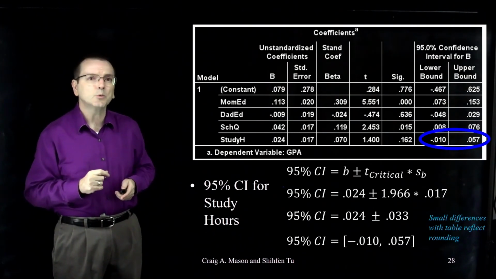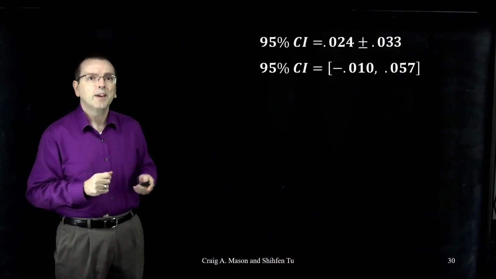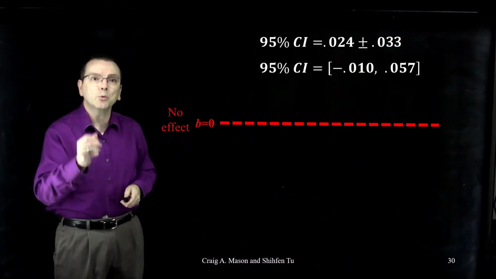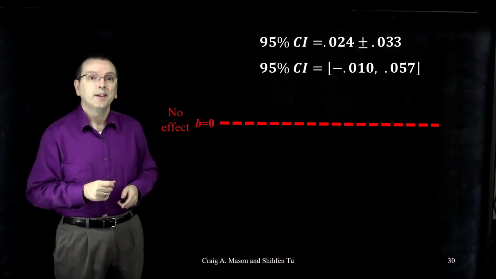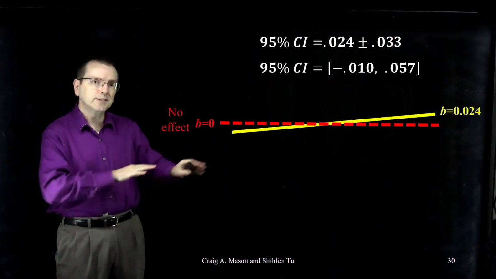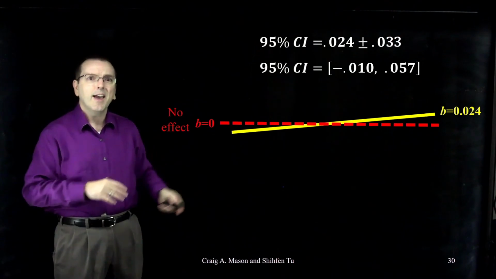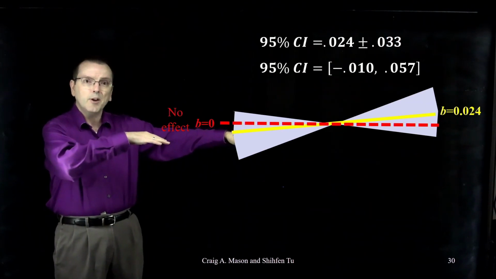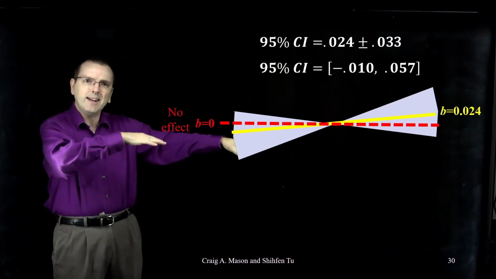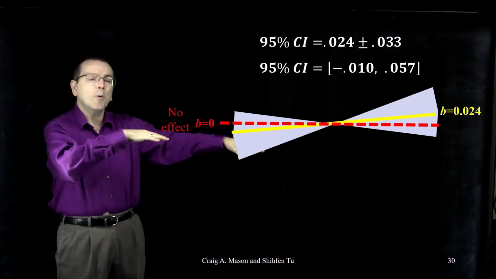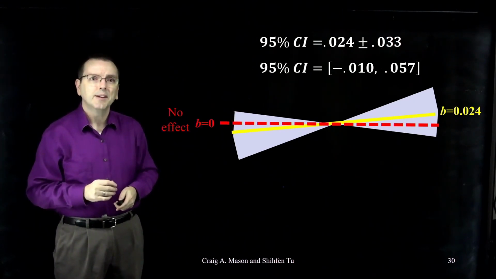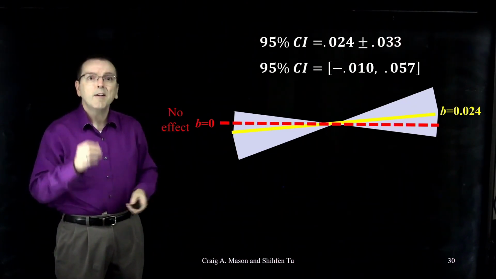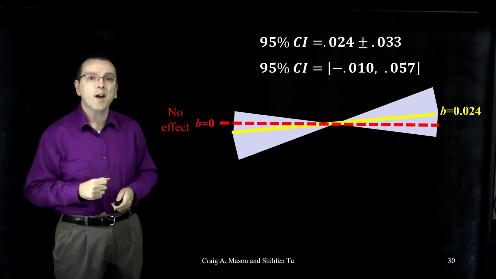Let's visualize this as well. Now, here's our slope of 0, that null value we would expect to see if school quality had no effect. In this case, our B was 0.024, right? And our 95% confidence interval ranged from negative 0.010, slightly negative slope, up to a positive 0.057, right? Now, notice this time that red no effect line falls within the range for our 95% confidence interval.